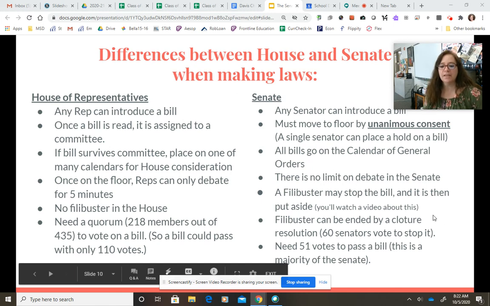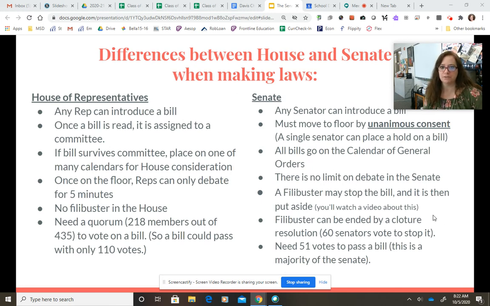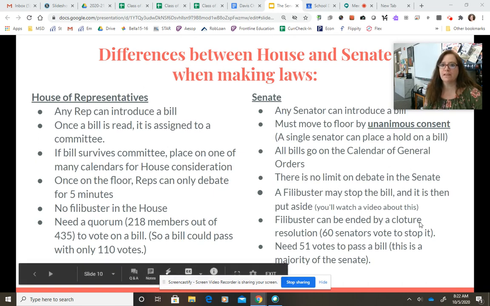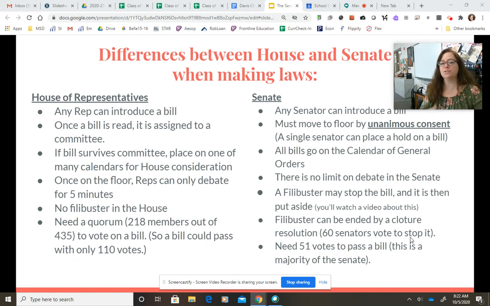A filibuster, so the people in the Senate trying to avoid this longevity of talking about a bill, can be ended by a cloture resolution. That's a vocab word. 60 senators can vote to stop it. So if the minority party is trying to stop a bill from going through, but there's a majority of 60 senators that want it to go, they can stop that filibuster from happening.